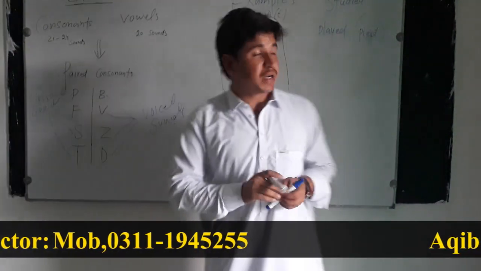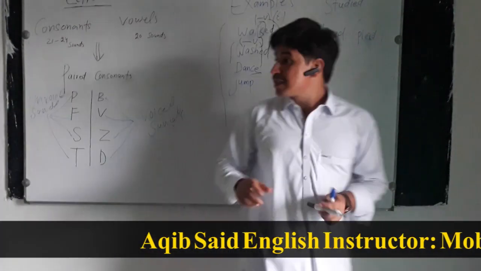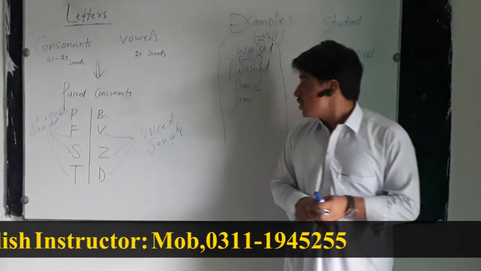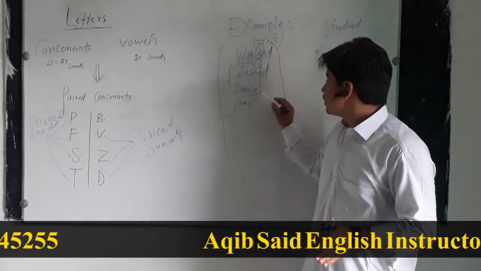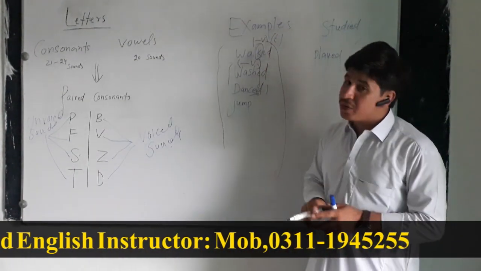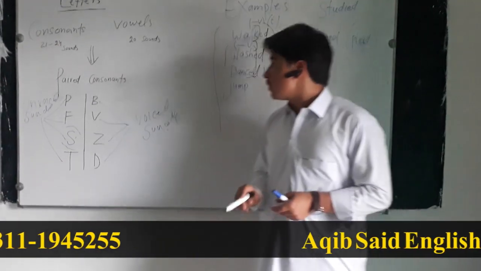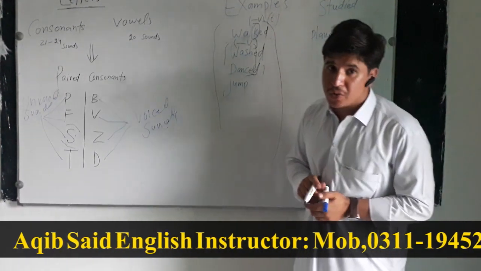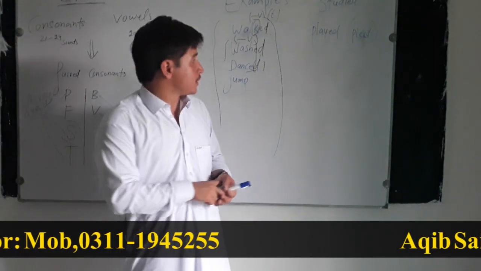Let's move towards the third example. We have dance. The S sound is there, and we talked about the S sound here. This is unvoiced, and if it is unvoiced, the past tense of dance is we just add D. So the S sound is unvoiced. If it is unvoiced, we will pronounce this ed with a t sound: danced. For example, she danced. She danced a lot last night.